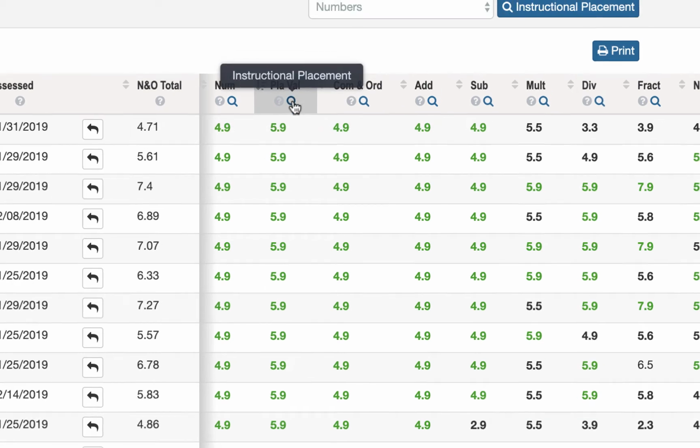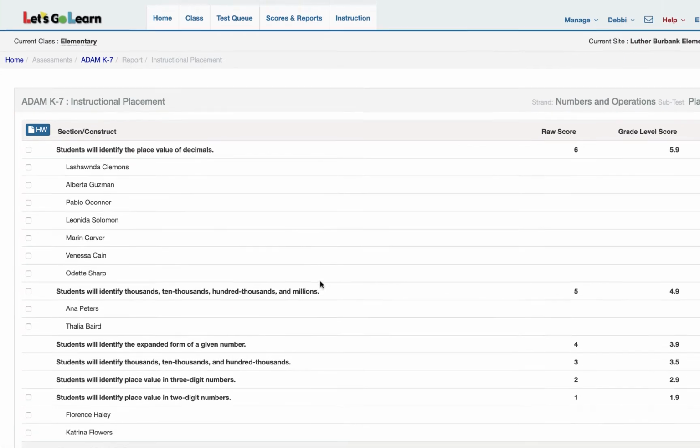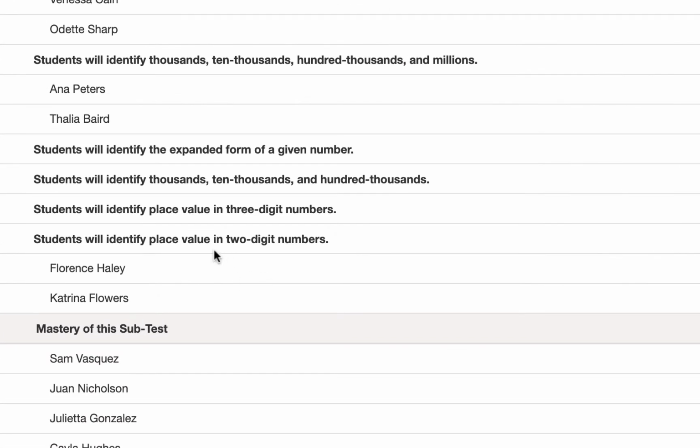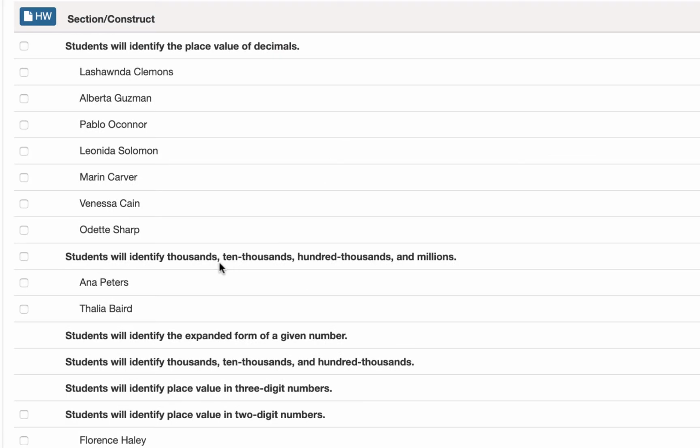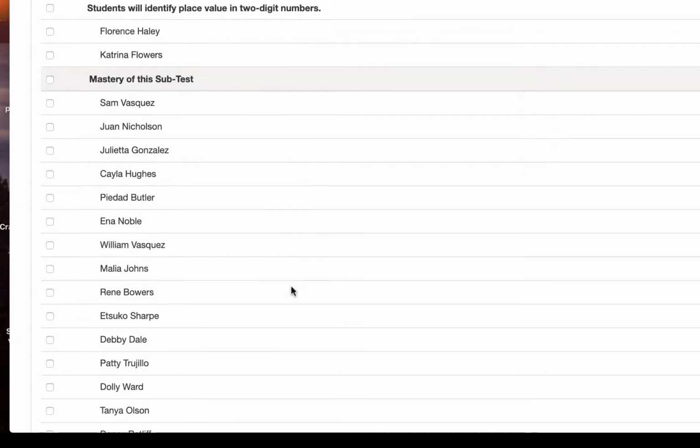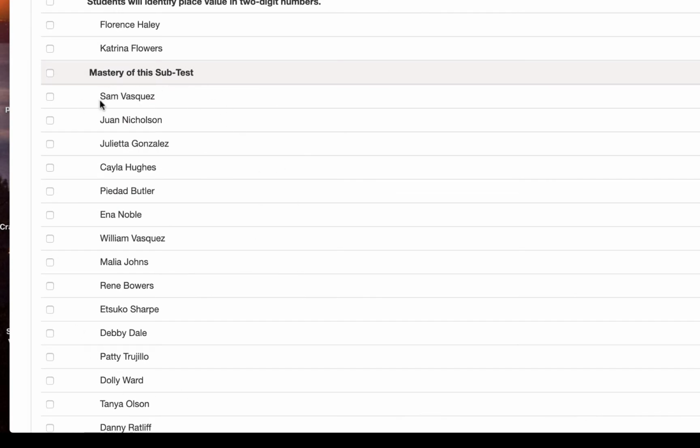I click on the magnifying glass, and now we see my class. This is the scope and sequence of how you teach place value. You start off with two-digit numbers, which is ones and tens. You move up. Later on, we're working on tens, thousands, hundred thousands, millions. And then finally, we're teaching decimal place value. So these students right here are working on decimal place values. These two students are working on two-digit, and these students down here have all mastered place value.